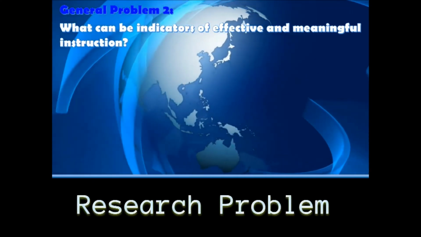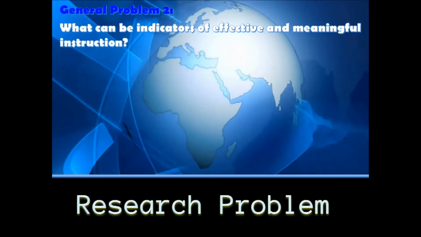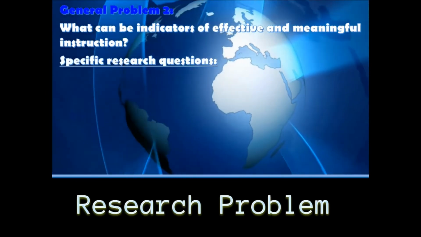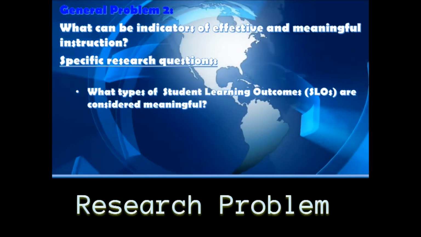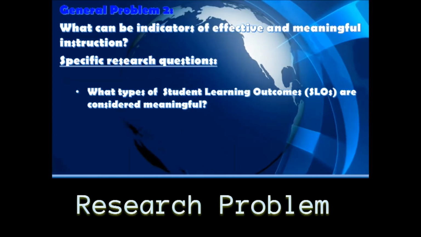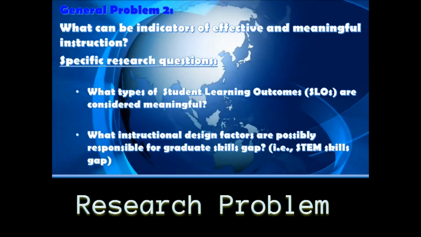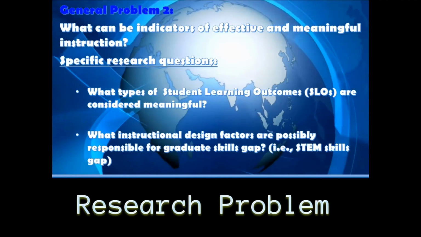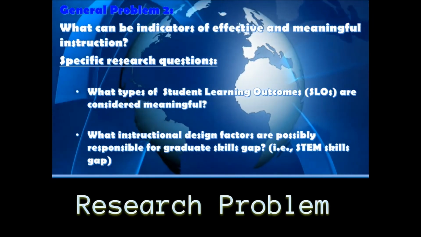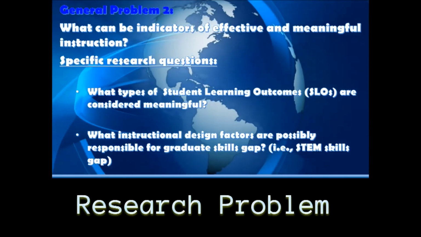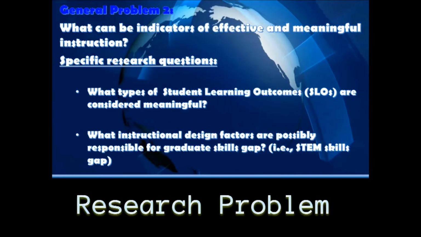General problem number 2. What can be indicators of effective and meaningful instruction? Under this general problem, the specific research questions include: number 1, from the perspective of employers, what types of student learning outcomes are considered meaningful? Number 2, if examined under the lenses of communication and educational theories, as well as instructional design principles, what instructional design factors are possibly responsible for graduate skills gap, such as, for example, the STEM skills gap that have been identified and noted in several research literature.